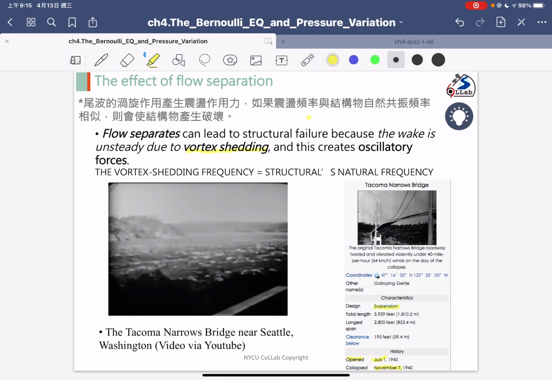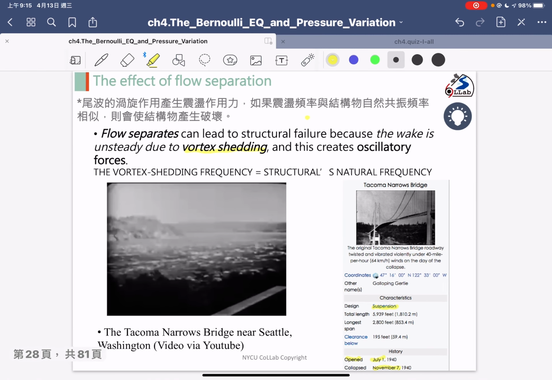The oscillating force has a certain frequency, and when the oscillating frequency is equal to the structure's natural frequency, the structure will start to oscillate again and again, and then finally will break. Okay, so maybe it is a very simple idea, but I just share it with you to help you understand.